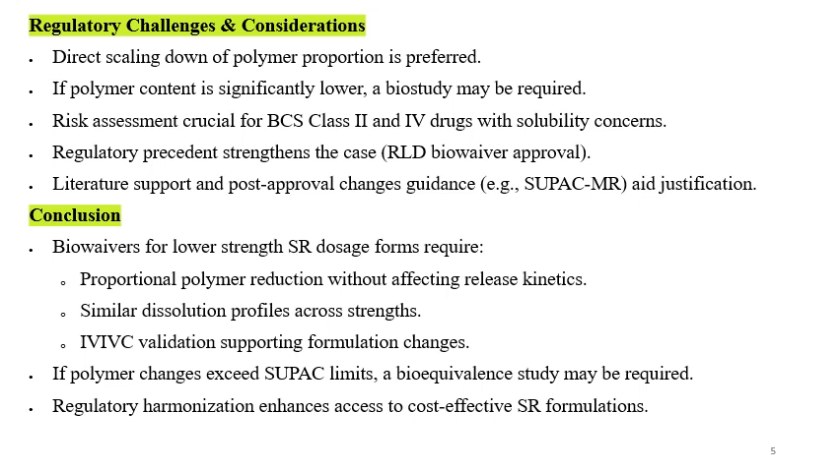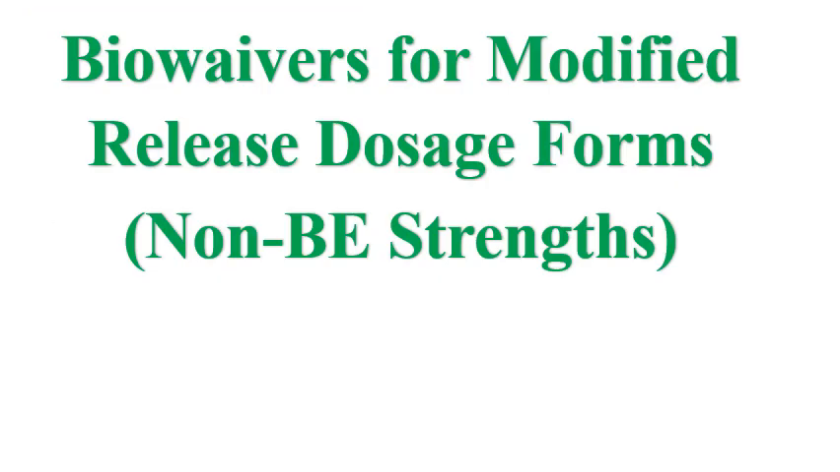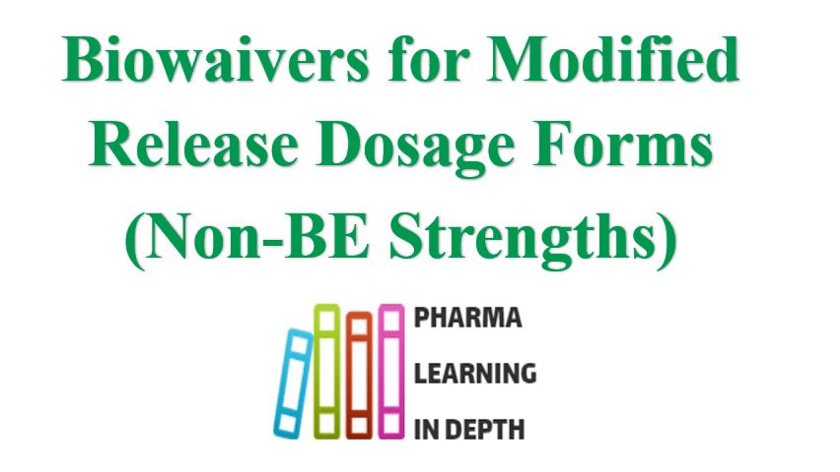So, in summary, understand the BCS class, understand the design of the formulation and polymer level. Also, understand the release kinetics, and then based on these things, you can think of applying for the biowaiver for lower strengths. For the higher strength or B strength, a bio study or bioequivalence study is required to be performed.